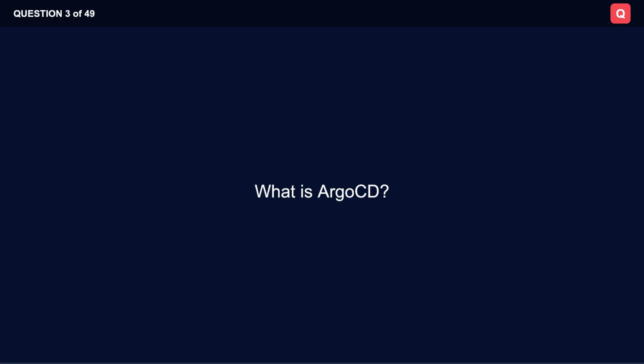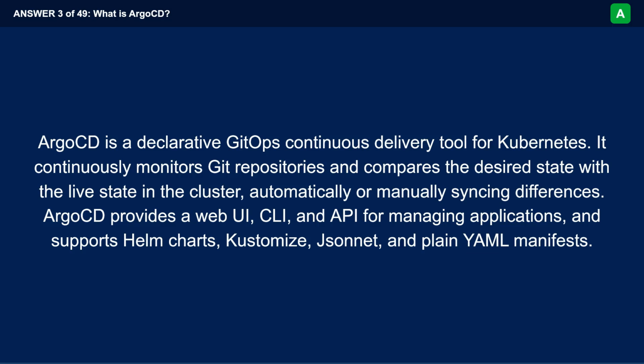What is ArgoCD? ArgoCD is a declarative GitOps continuous delivery tool for Kubernetes. It continuously monitors Git repositories and compares the desired state with the live state in the cluster, automatically or manually syncing differences. ArgoCD provides a web UI, CLI, and API for managing applications and supports Helm charts, Kustomize, Jsonnet, and plain YAML manifests.